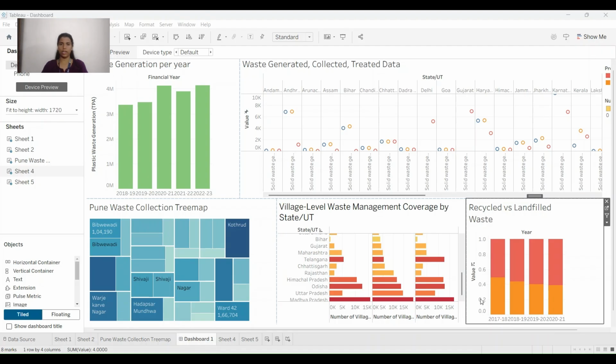Each bar is divided into two sections. The red portion represents the recycled waste and the orange portion represents the landfill waste. Since it is a stacked bar chart, both sections together make the total waste for that year. From the chart, we can see the recycled portion is higher than the landfill portion in all years. This shows that the larger share of waste is being processed instead of sent to landfills.